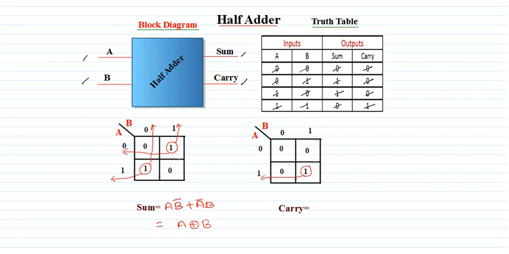Similarly, for carry, we can write the Boolean expression by getting the expression for this group. Here, A is taking 1 and B is taking 1. That indicates that both are in the non-complemented version. I can simply write it as AB. Now moving on to the full adder.